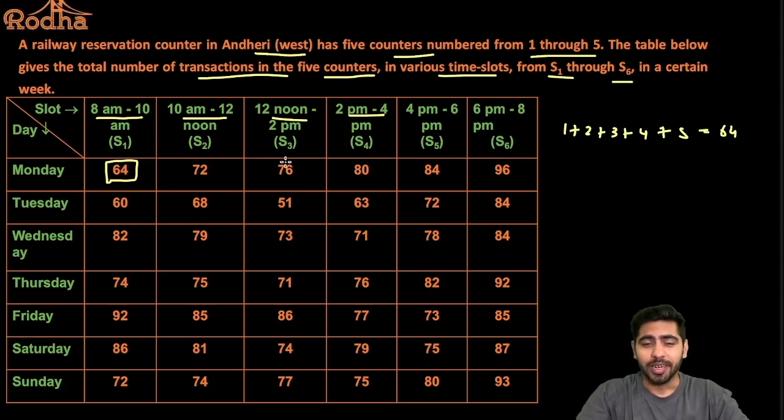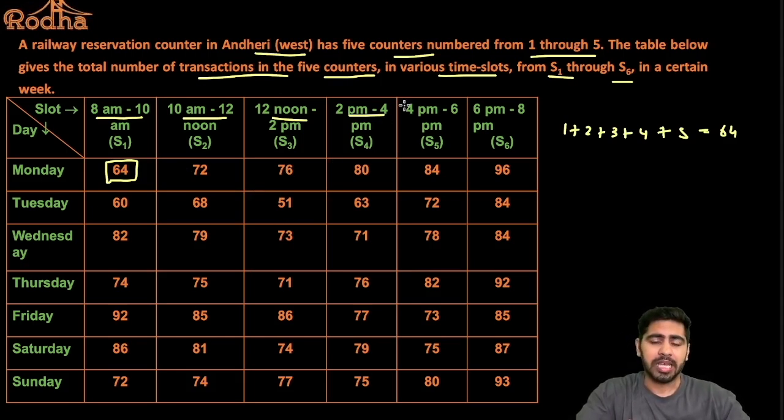I'm hoping they don't ask me to figure out the number of transactions at each counter at each of these slots, right? Because that's going to be a very tedious job. But let's see how the set goes. So I hope you guys have understood how the table looks. You have days on one side, slots on the other, and these values here, right? Now this makes my life a little easier, right?